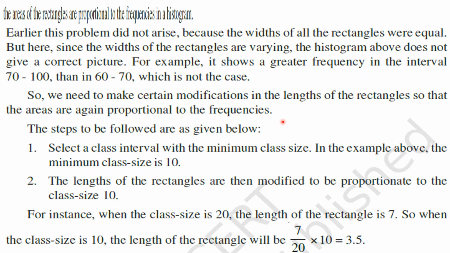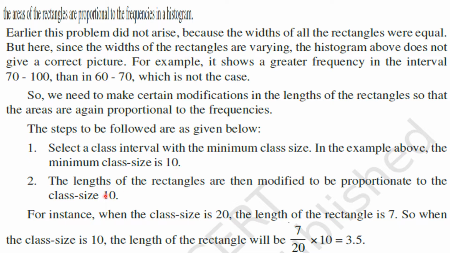Right. Then what are the steps to be followed to modify the lengths of the rectangles so that the areas are again proportional to frequencies? See these steps, my children. Select a class interval with the minimum class size. For the next example, in that example, the minimum class size is 10. We have to identify the class interval with the minimum class size. That is the first step.